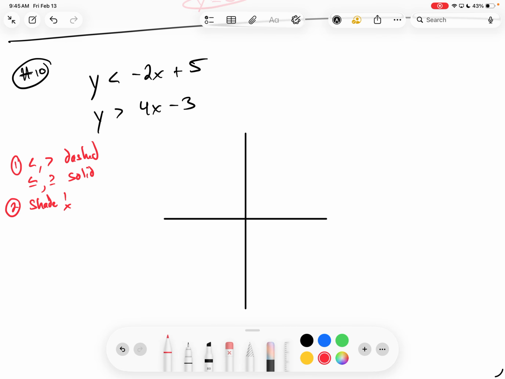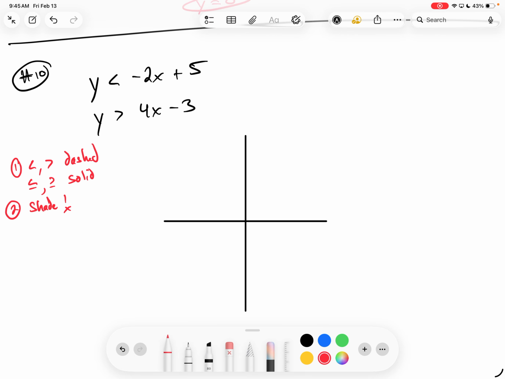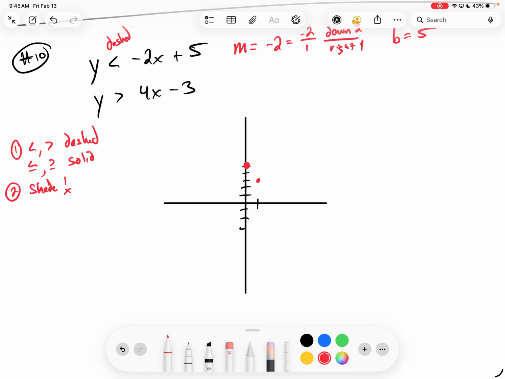Okay. So my top line, I'm just doing y equals mx plus b. My m is negative 2. So that's negative 2 over 1. That would be down 2 to the right 1. And my y-intercept is 5. So I start at my y-intercept, and then I go down 2 to the right 1. And I have my graph. Oh, wait, this is dashed, isn't it? Don't forget that. I almost forgot. This is dashed because it's less than.